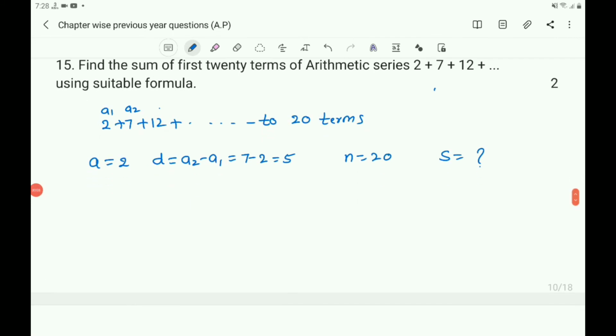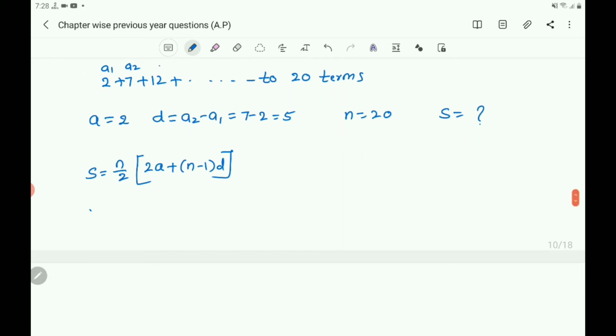Write the formula to find the sum of the first n terms of an AP when a, d and n are given. What is that formula? S equals n by 2 into (2a plus (n minus 1) into d). So write S equals, n is how much? n is 20. It is 20 by 2 into (2 into a, a is 2, so 2 into 2 plus (n is again 20) 20 minus 1) and d.